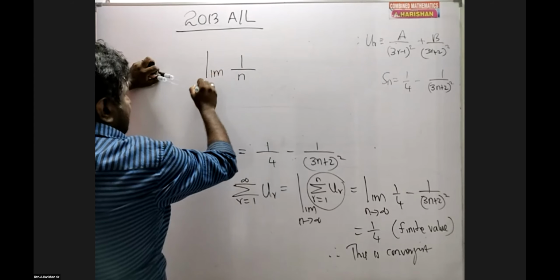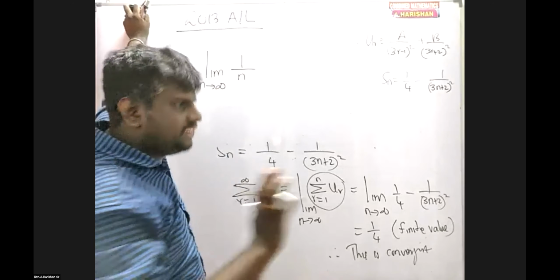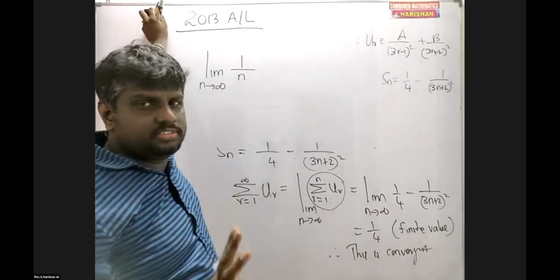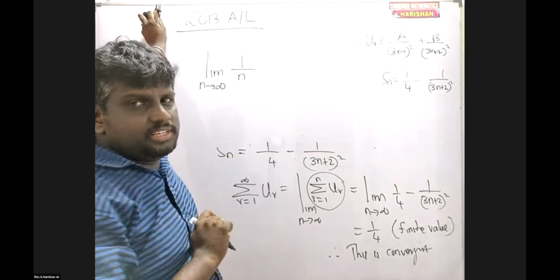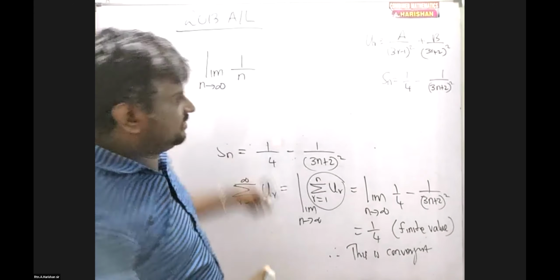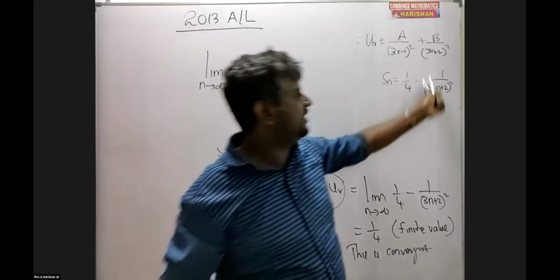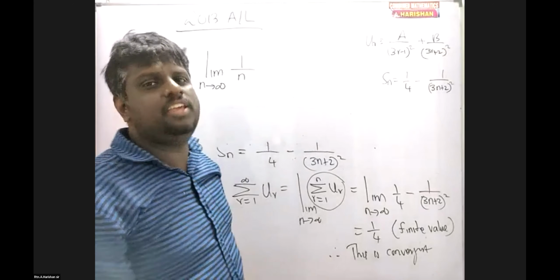Limit as n tends to infinity, 1 over n tends to 0. That is 0, so you can use this. This is the basic rule. But from this you have to develop and justify it. Why do you put this as 0? Why do you put 1 over (3n plus 2) whole squared as 0?